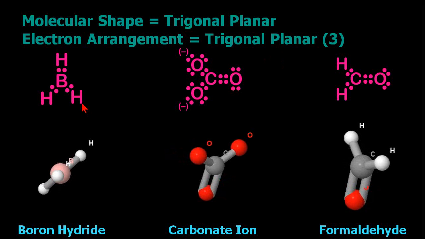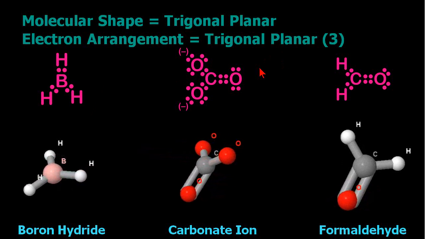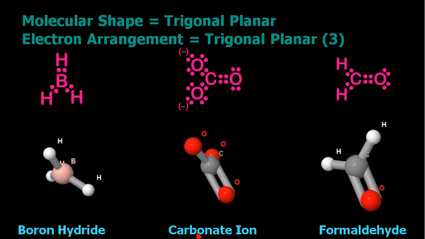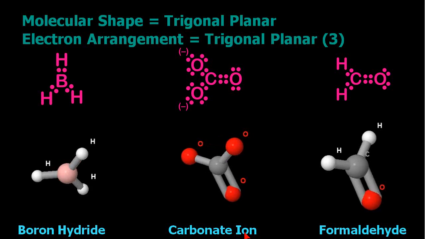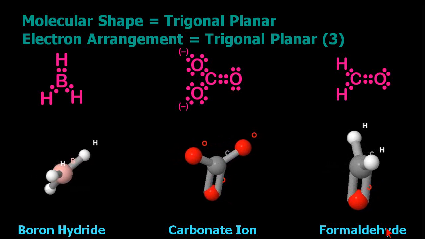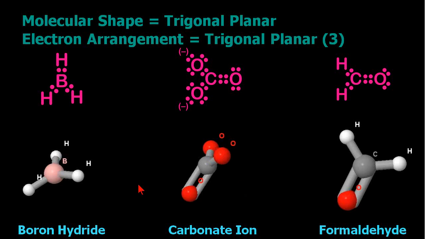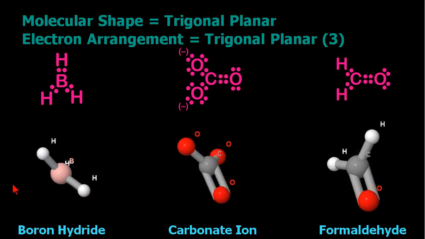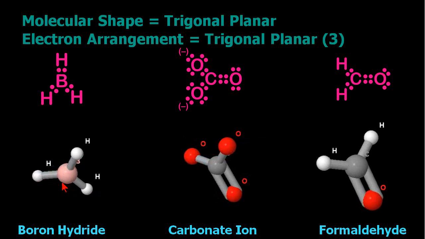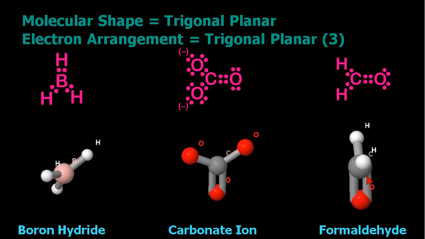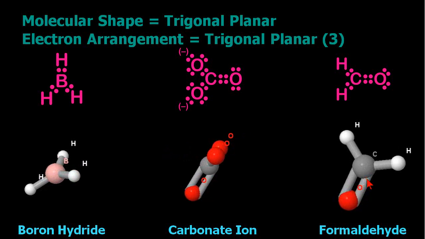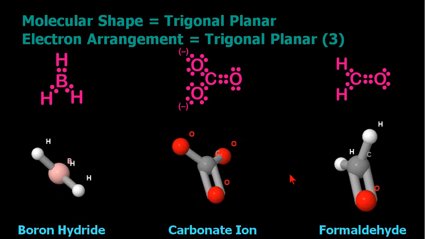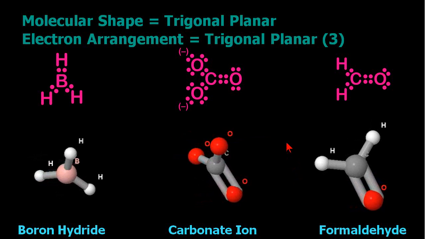So first, we draw the Lewis dot diagrams, which are represented here in the magenta colors. And we have boron hydride, the carbonate ion, and then the common formaldehyde molecule. When we get into electronegativity and the polarity of molecules, you'll see that this molecule is nonpolar and this molecule is polar. And it's based on the atoms around the central atom. And there's a screencast on that specifically.